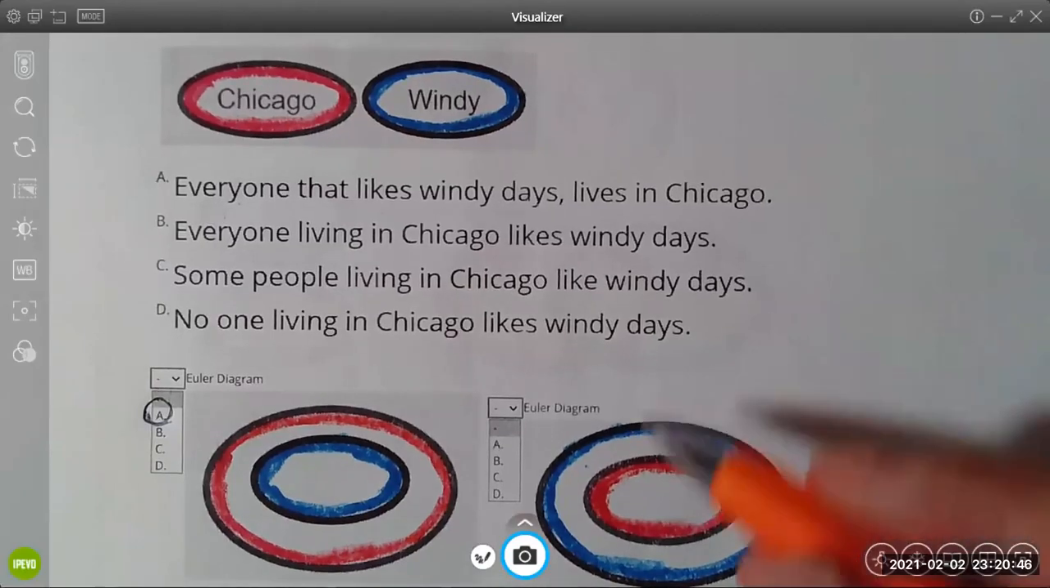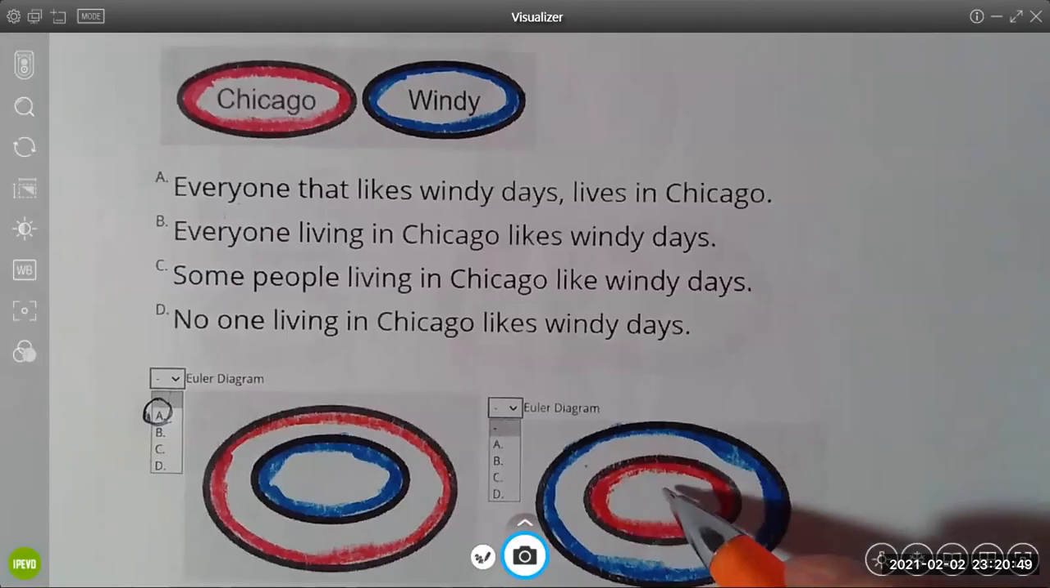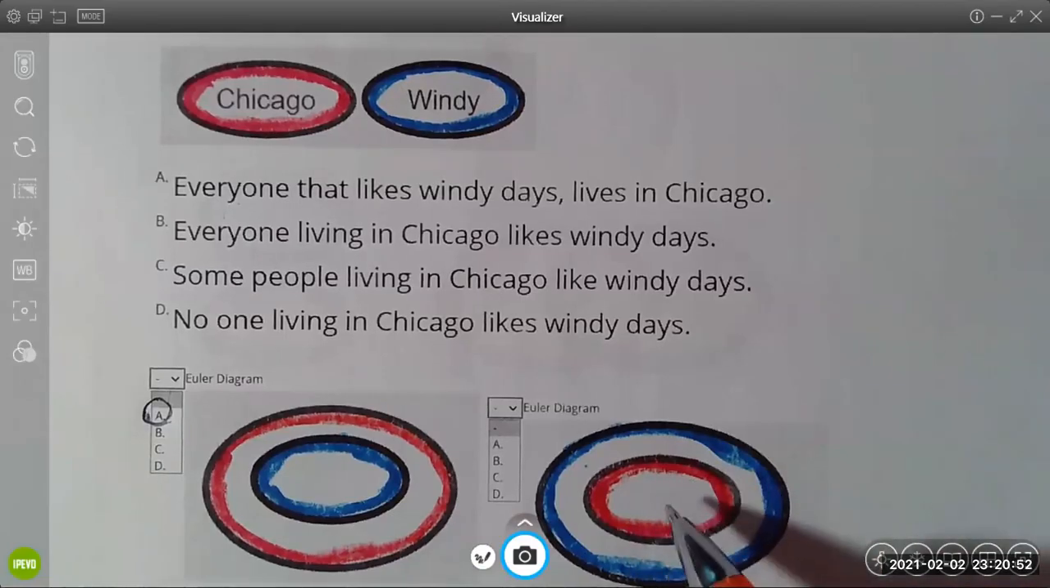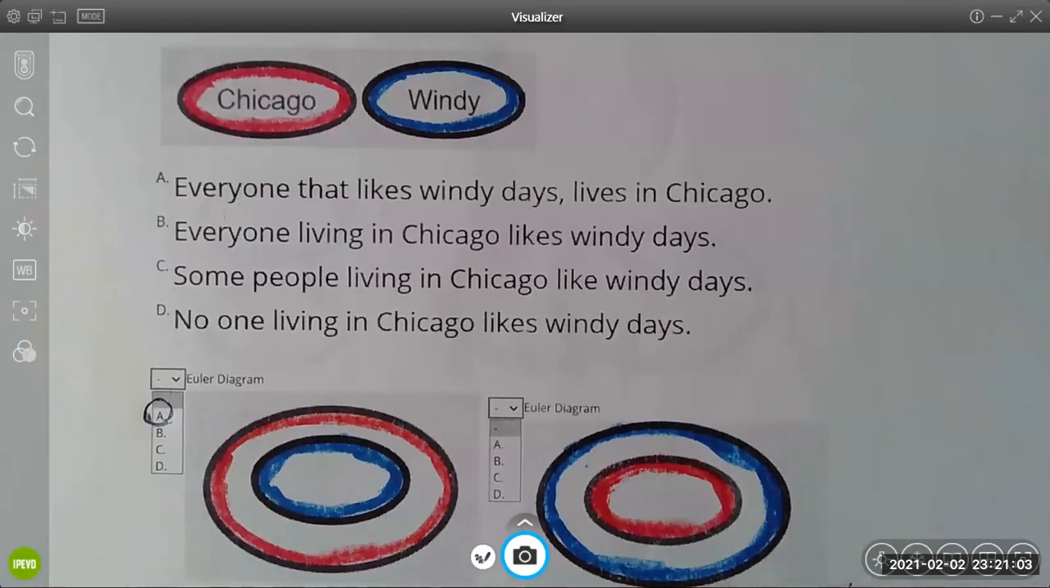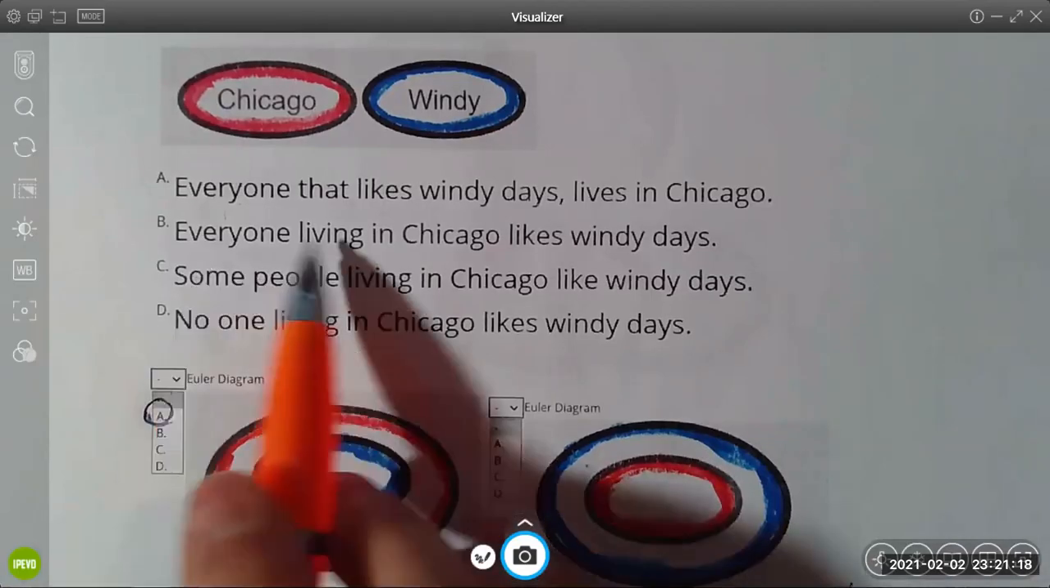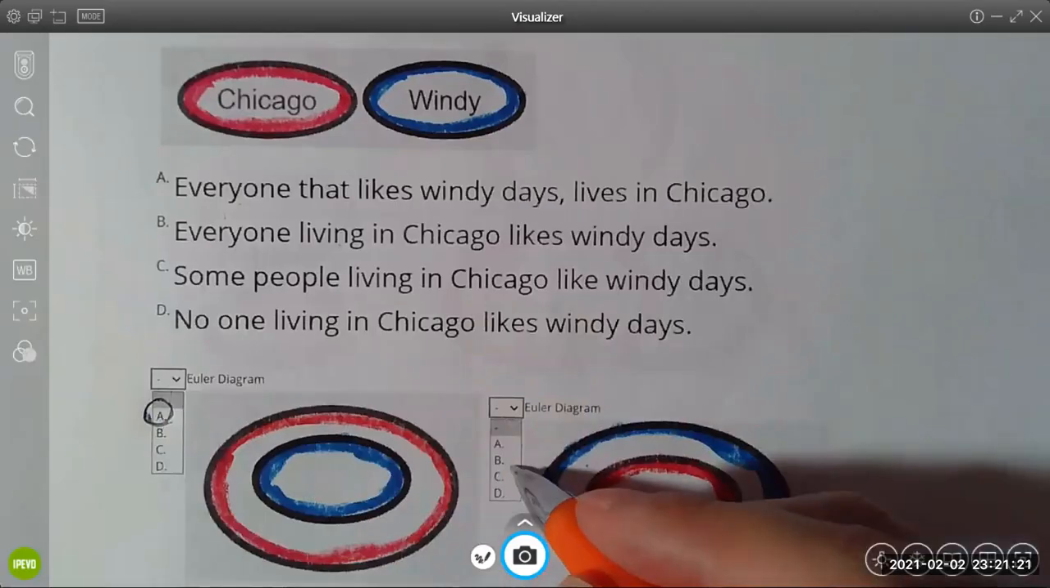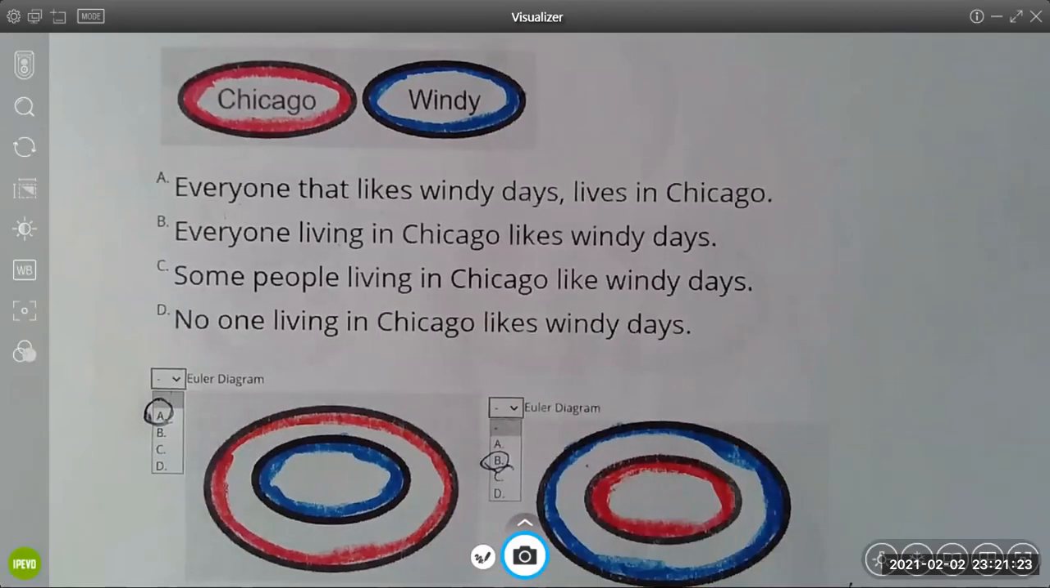Now, the second one, the entire red circle is in the blue circle. The red circle represents people living in Chicago. So it's pretty much like all red are blue. That's the structure. All red are blue. Everybody who lives in Chicago, because red means living in Chicago, likes windy days, because blue means like windy days. So look at that. Everyone who lives in Chicago likes windy days. So that's B. Choose B as the answer. It's very easy to do once you understand this structure.